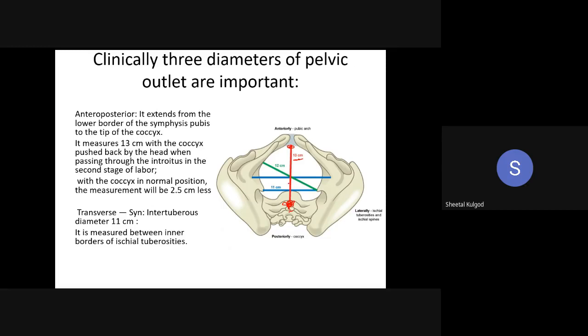Now the transverse diameter of the outlet is the intertuberous diameter, which is about 11 centimeters, and it is measured between the inner borders of the two ischial tuberosities. Clear?